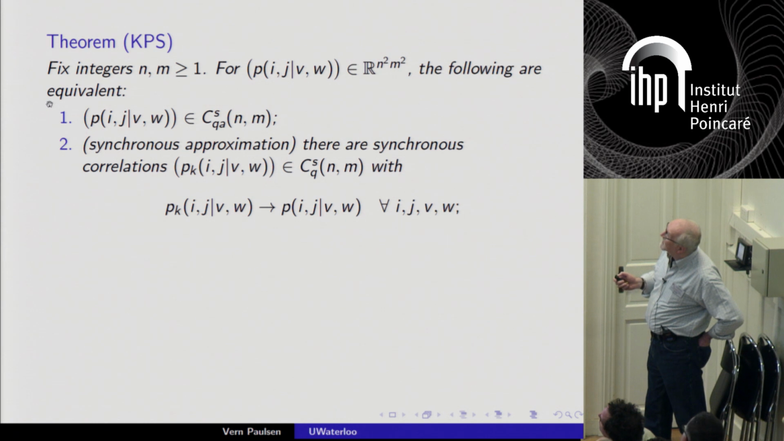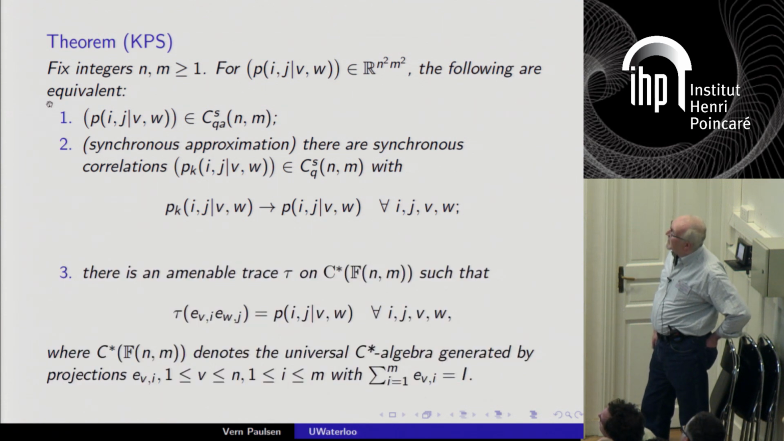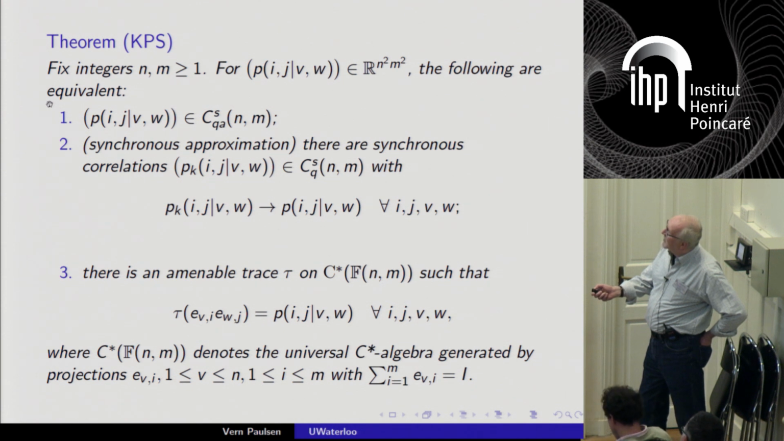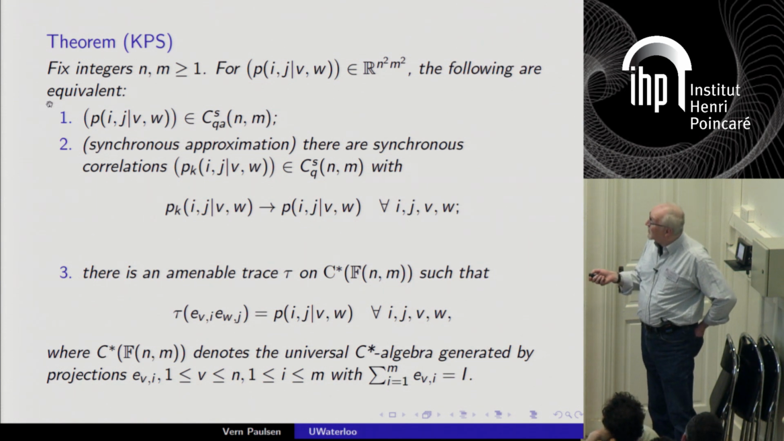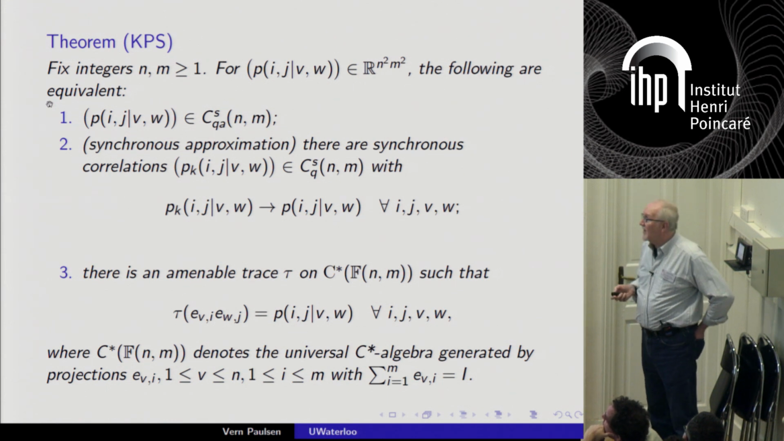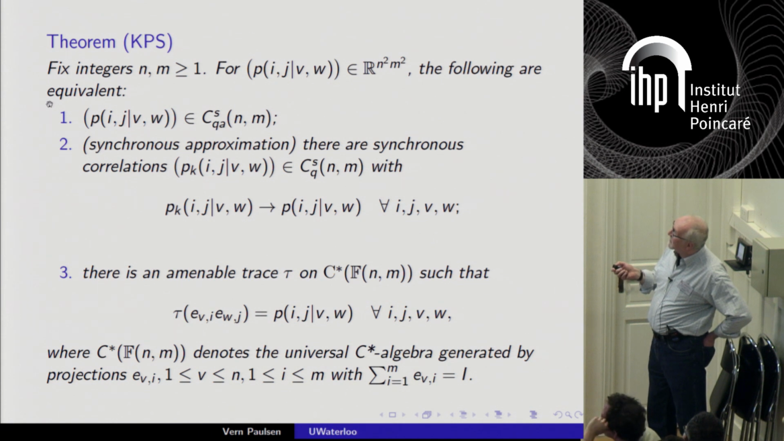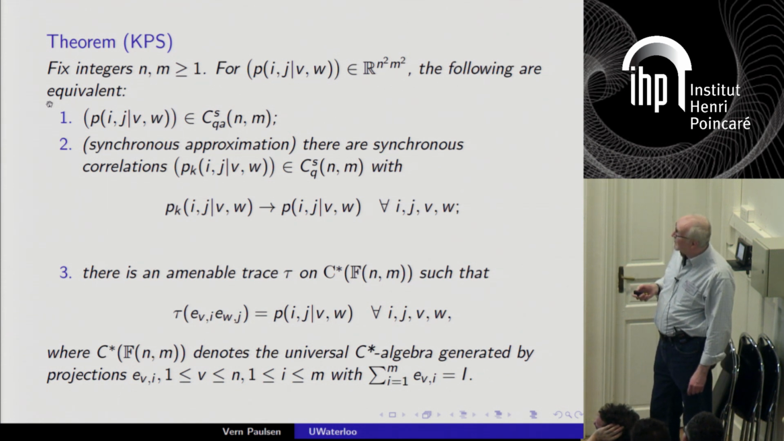By the way, the K and the S here are Sam Kim, who's a grad student at Waterloo, and Chris Schafhauser, who's a postdoc at Waterloo. And then the third condition is that just as before, the Pij can be written as the trace of elements in a C-star algebra, but now this trace is an amenable trace. And this C-star FNM is just the universal C-star algebra generated by projections which sum to 1. So if you like, these projections summing to 1, that's a copy of little L infinity sub m, and this is the free product of n copies of that. It can also be thought of as taking the cyclic group of order m, and the free product of n copies of that. That's where this notation up here comes from.